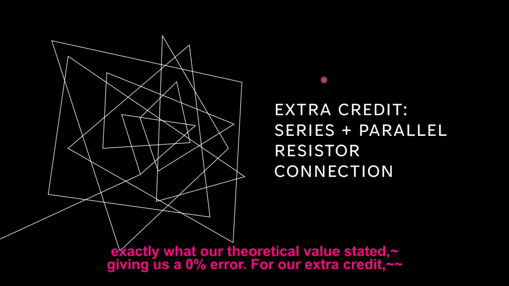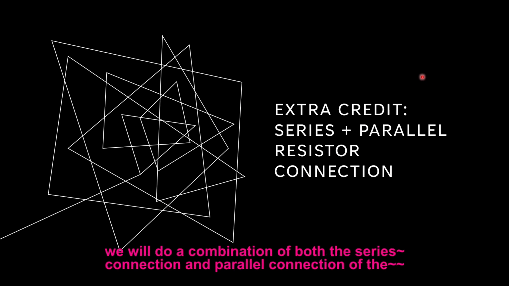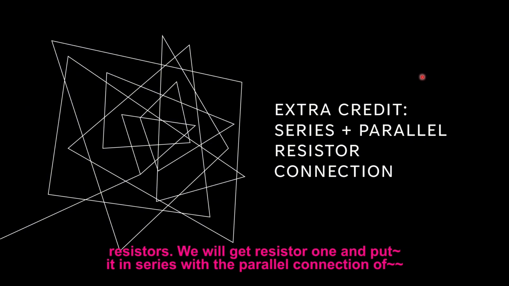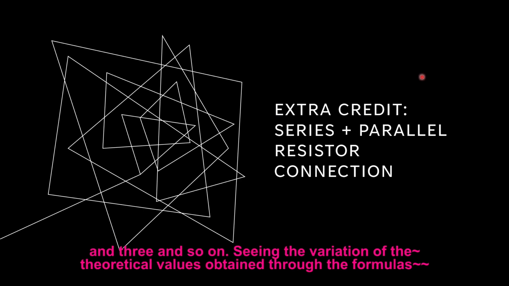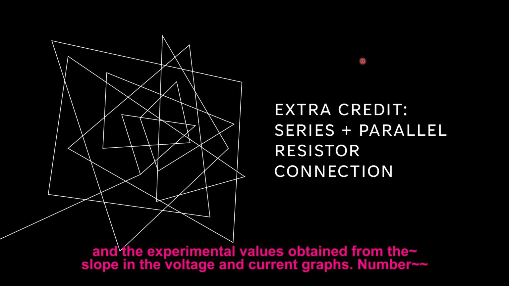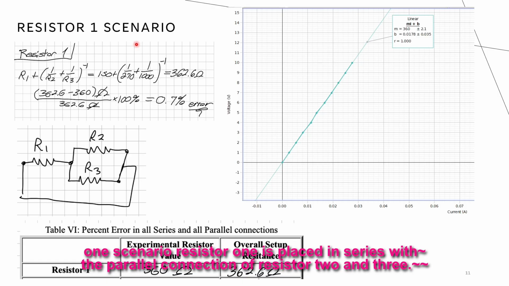For our extra credit, we will do a combination of both the series connection and parallel connection of the resistors. We will get resistor 1 and put it in series with the parallel connection of resistor 2 and 3. Then get resistor 2, put it in parallel connection with resistor 1 and 3, and so on, seeing the variation of the theoretical values obtained through the formulas and the experimental values obtained from the slope in the voltage and current graphs. Number 1 scenario, resistor 1 is placed in series with the parallel connection of resistor 2 and 3.